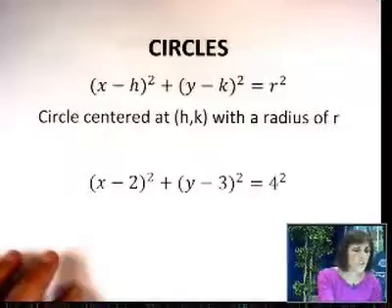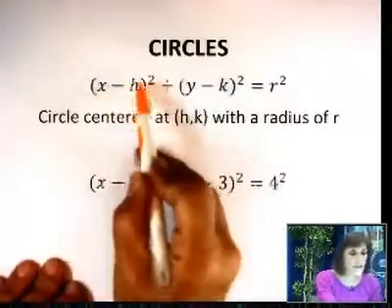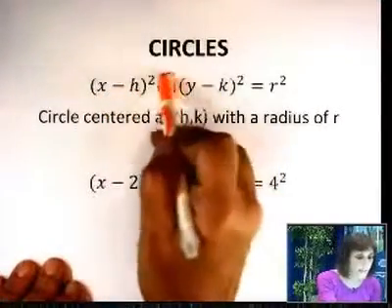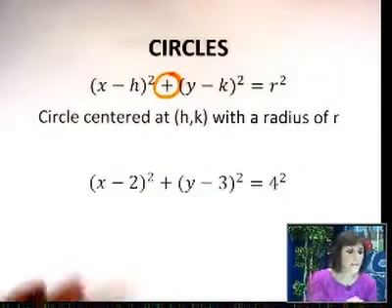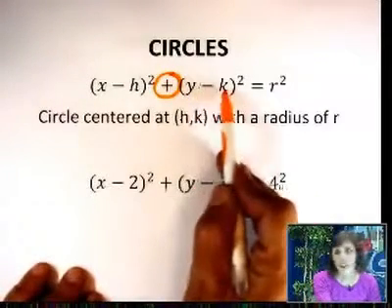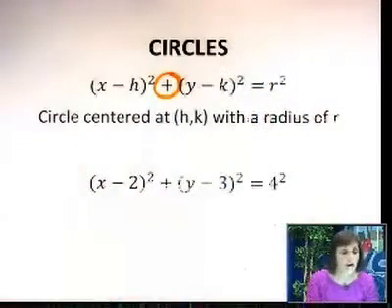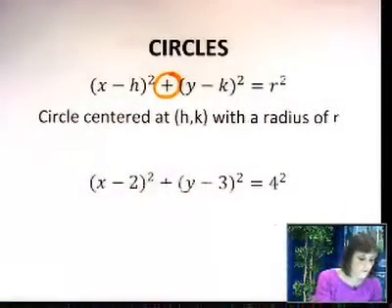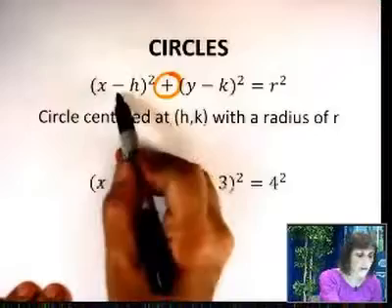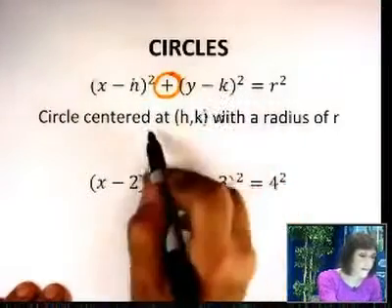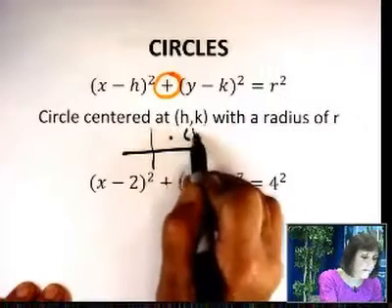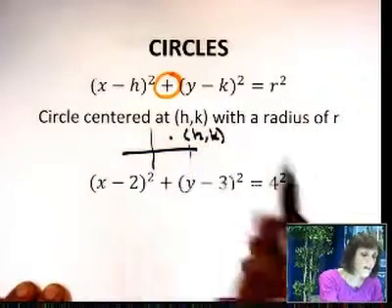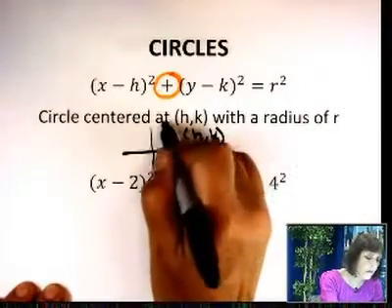The general equation of a circle is (x minus h) squared plus (y minus k) squared equals r squared. You have to have a plus. If you don't have a plus in there, it is a hyperbola. That will be a circle centered at (h, k). Make sure that these are after the negatives, h and k, someplace here. And it's going to have a radius of r.